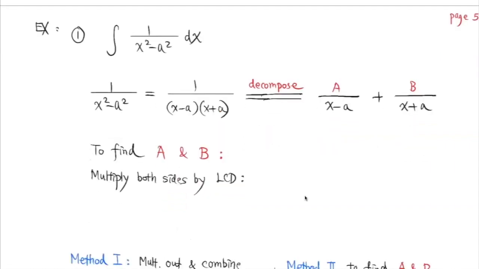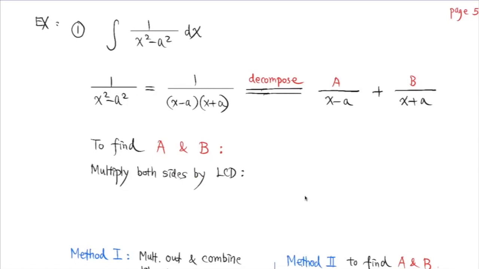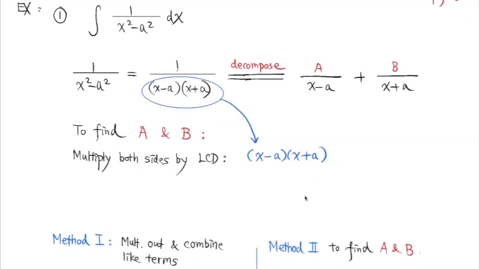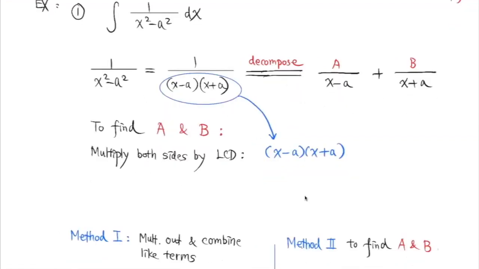To find this a and b, first thing we do here is we're going to multiply this side and this side here by the LCD. What's the LCD of this? The LCD will be just this one here, right? Remember? This is the LCD. Let's multiply. So that's the LCD, we have x minus a times x plus a. We're going to multiply this LCD on this side and this side. Multiply this with this one, we got 1. So we got 1 over here.